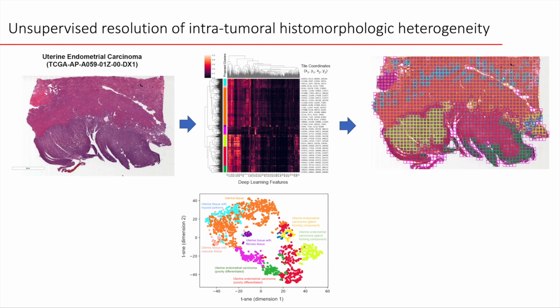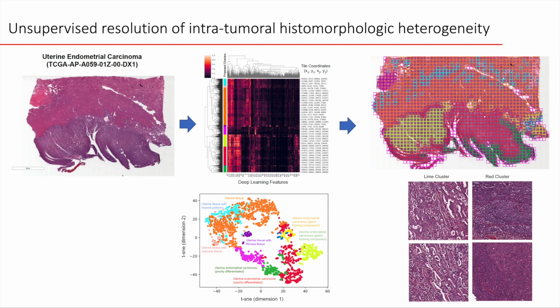We color code the map, and then we can see that in fact it separated out the orange endometrial tissue from the carcinoma that has been labeled with the lime and red and green cluster. Now, interestingly, when we look at these individual clusters, we see that in fact it was able to subclassify different parts of the tumors with different morphology.